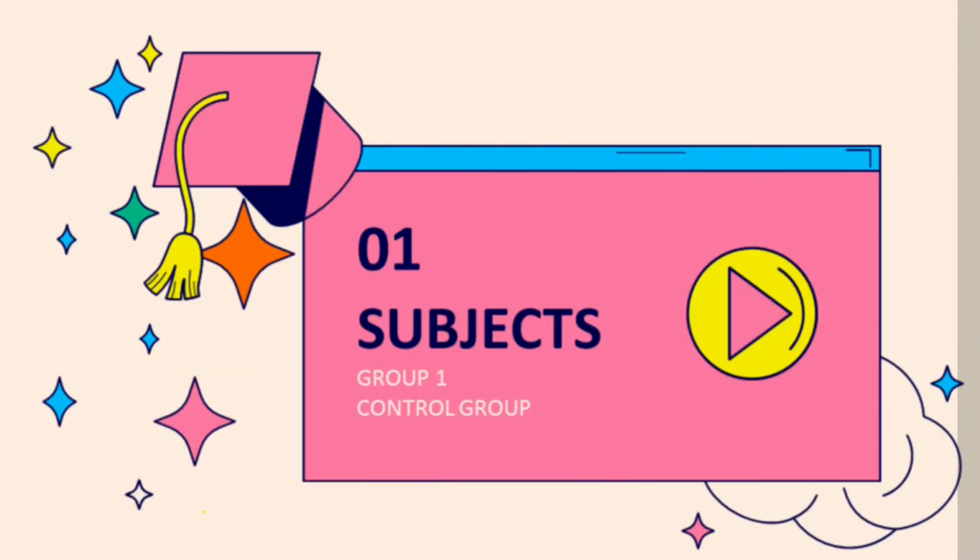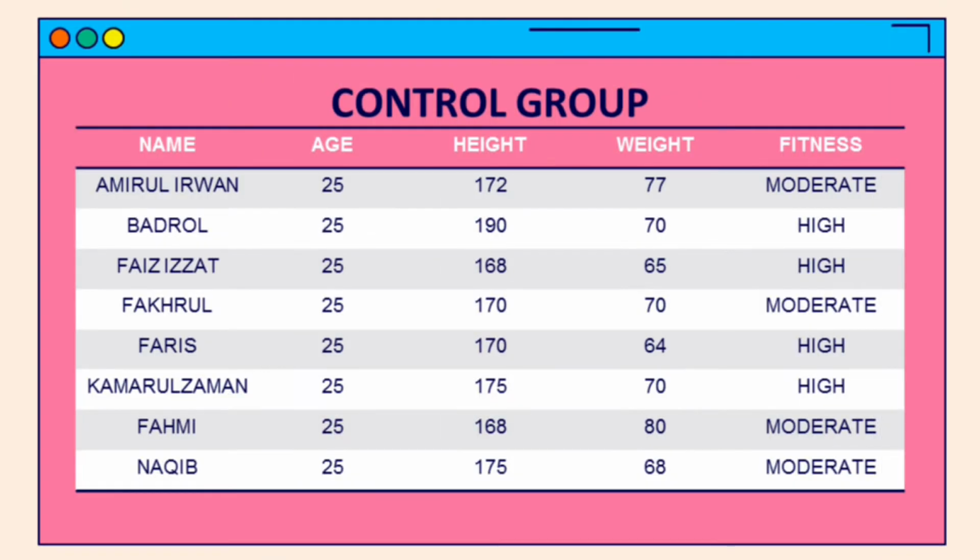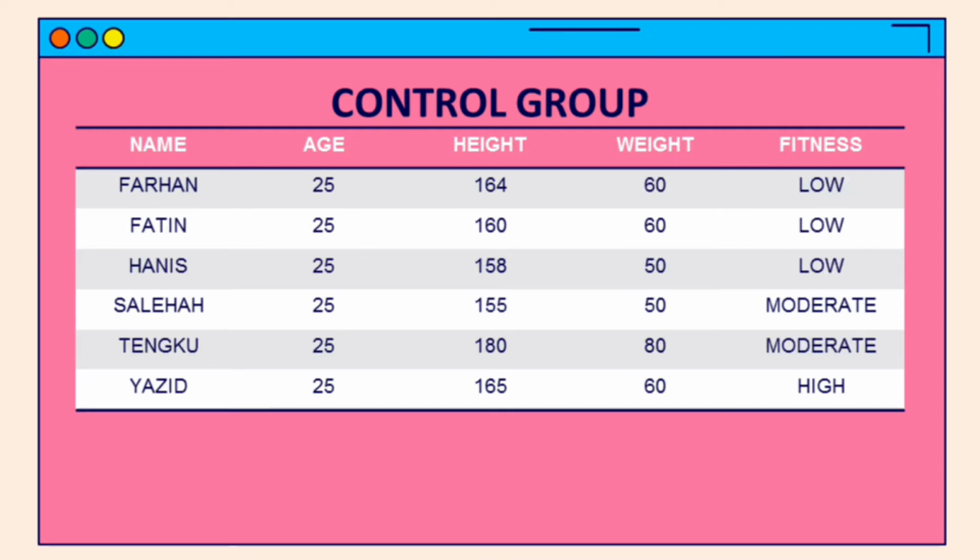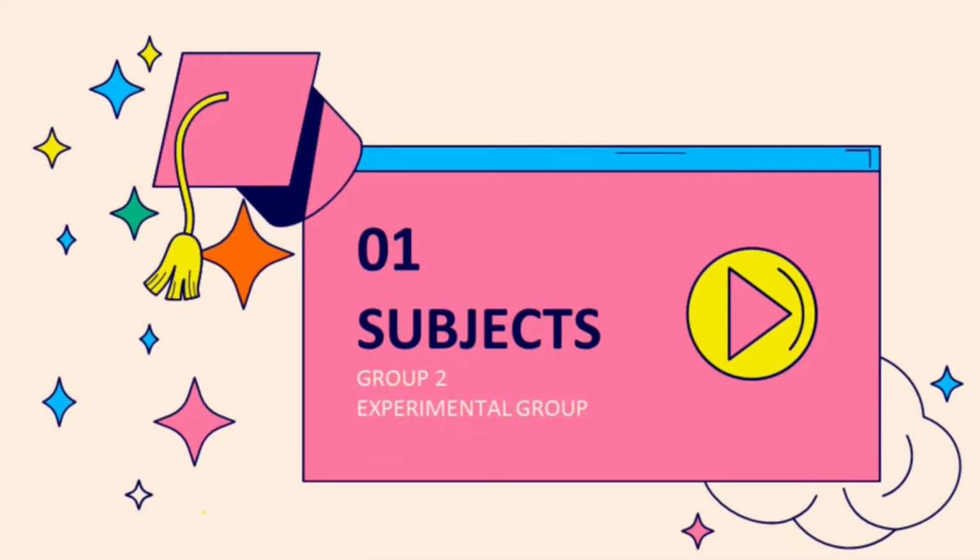Now, let's see the data for group 1, which is control group. Now, this is the data for group 2, which is experimental group.